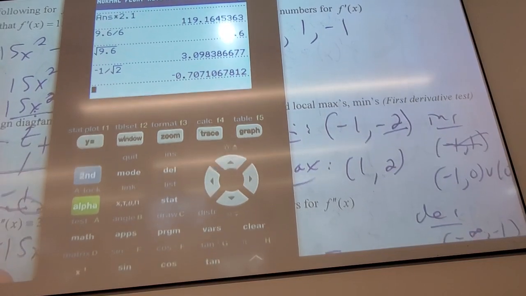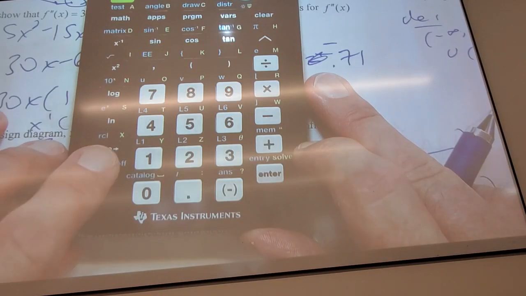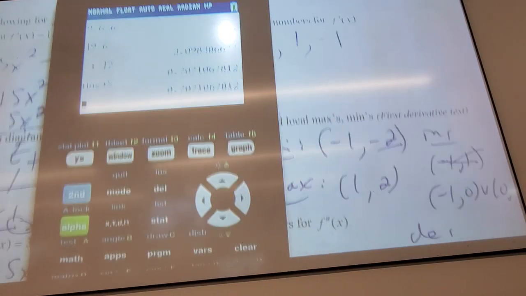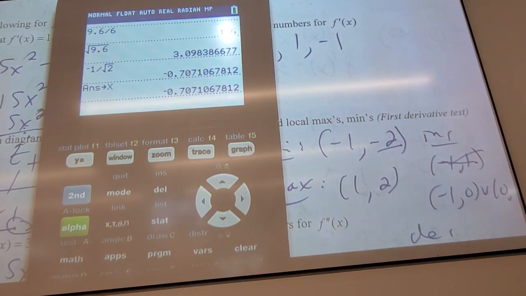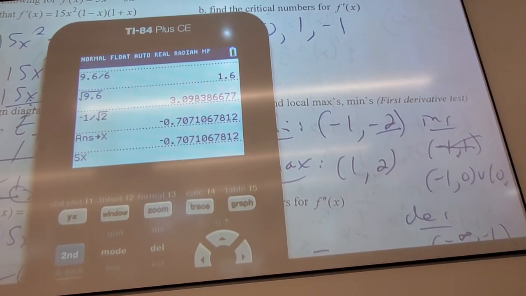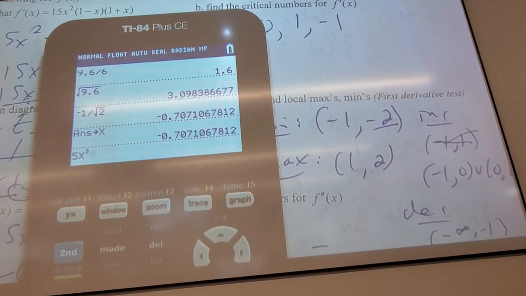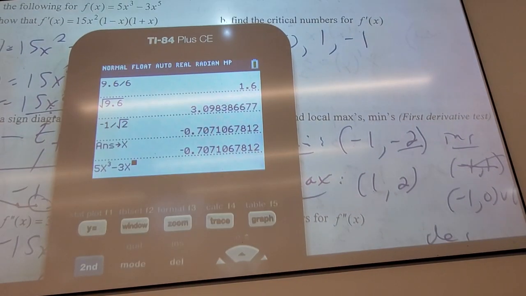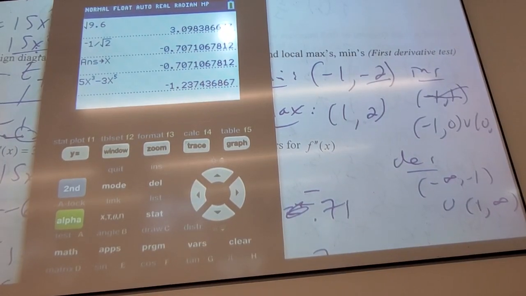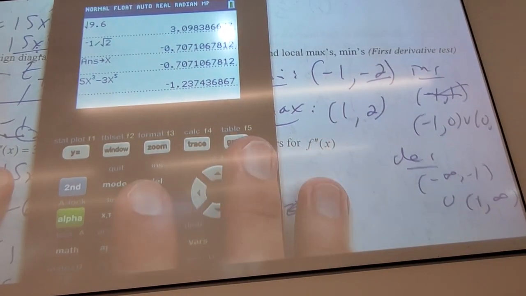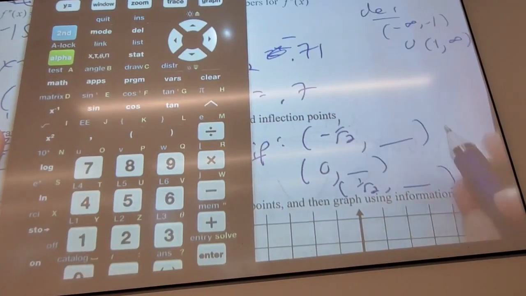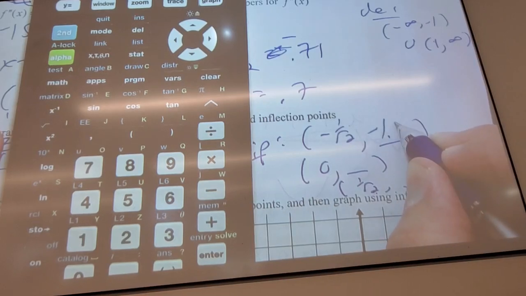Okay. Now watch this, you ready? I can store it in X. You guys all with me? And then I can just directly put it in there, watch. 5x cubed minus 3x to the 5th. Go! Did you guys do that? Did you get this? Work smarter, not harder. Well, -1.2 roughly.